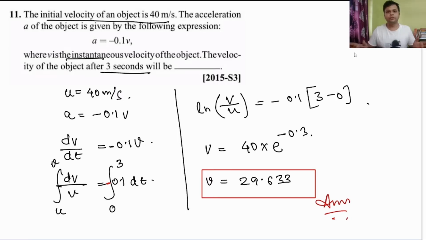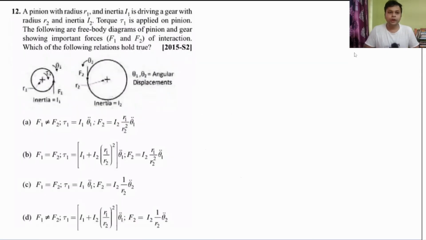Okay, so this was a very simple question. I hope you got it. Let us move on to the next question. Okay, so the next question is a very fantastic question. In fact, I was not able to solve it the first time.